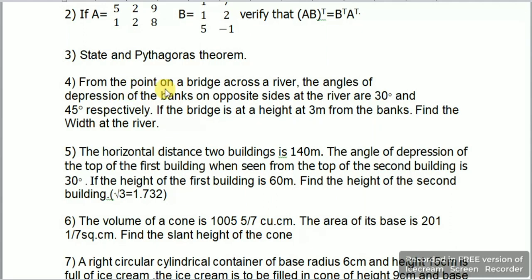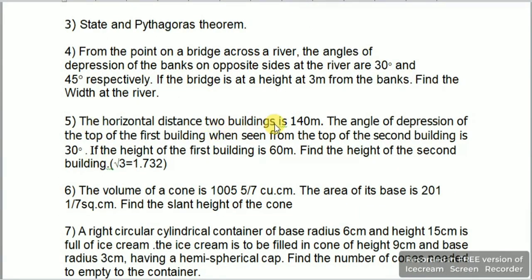Fourth question, from a point on a bridge across a river, the angles of depression of the banks on opposite sides of the river are 30 degree and 45 degree respectively. If the bridge is at a height of 3 meter from the banks, find the width of the river. Fifth question, the horizontal distance between two buildings is 140 meter. The angle of depression of the top of the first building when seen from the top of the second building is 30 degree. If the height of the first building is 60 meter, find the height of the second building. Root 3 equal to 1.732.